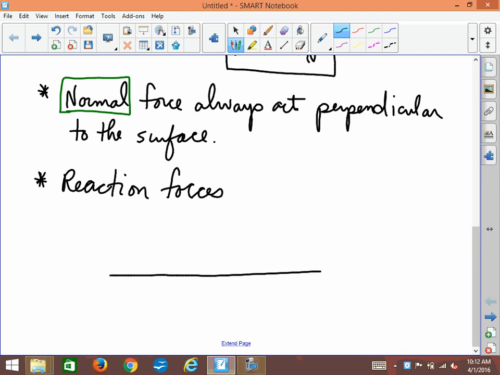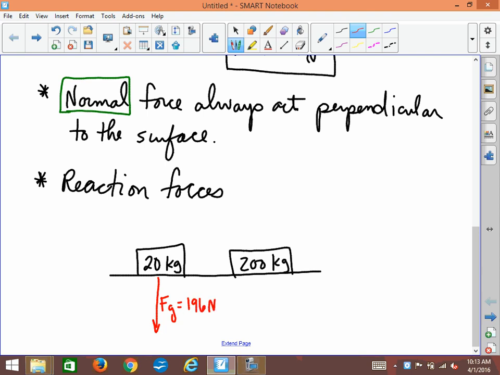I'll take two boxes, and I'll put one with 20 kilograms, and I'll put another one that's much bigger, 200 kilograms. If we consider the force of gravity that pulls on these two boxes, we already know this one, it's 196 newtons, because we did that up above. While this one, being 10 times larger, will produce, if you do Fg equals mg, 1960 newtons. So the gravity is pulling much harder on this one. The normal force, though, for this block has to balance the gravity. So in this case, it would be 196 newtons.